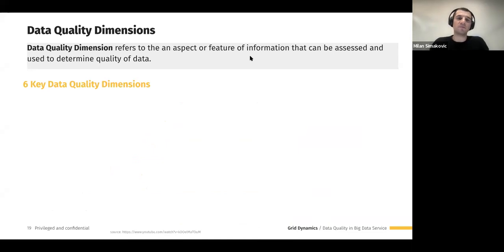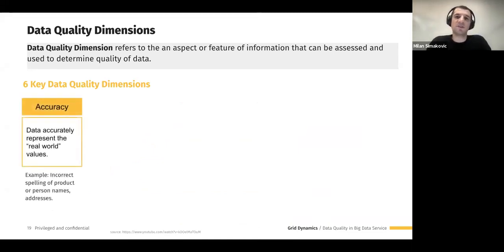Going further, a data quality dimension is some sort of feature or information that we use to quantify the quality of the data. The first dimension is accuracy. We are trying to understand how accurately the data that we have represents the real world values. Some examples of poor accuracy are inconsistent spelling of product or person names, wrong addresses, etc.